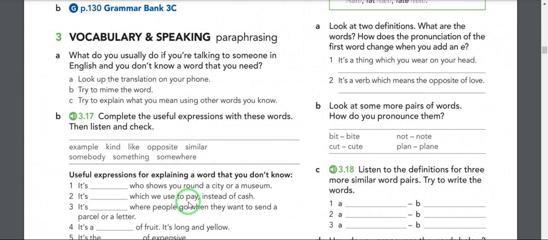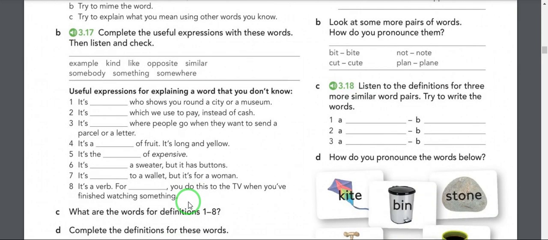3.17. 1. It's somebody who shows you round a city or a museum. 2. It's something which we use to pay instead of cash. 3. It's somewhere where people go when they want to send a parcel or a letter. 4. It's a kind of fruit. It's long and yellow. 5. It's the opposite of expensive.